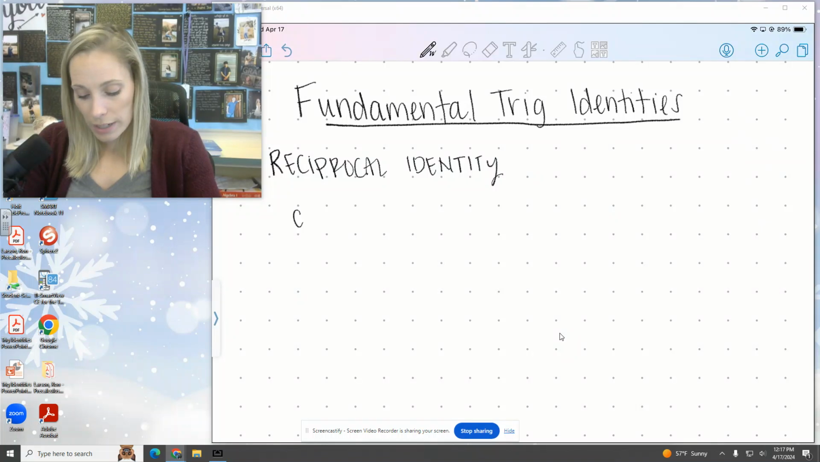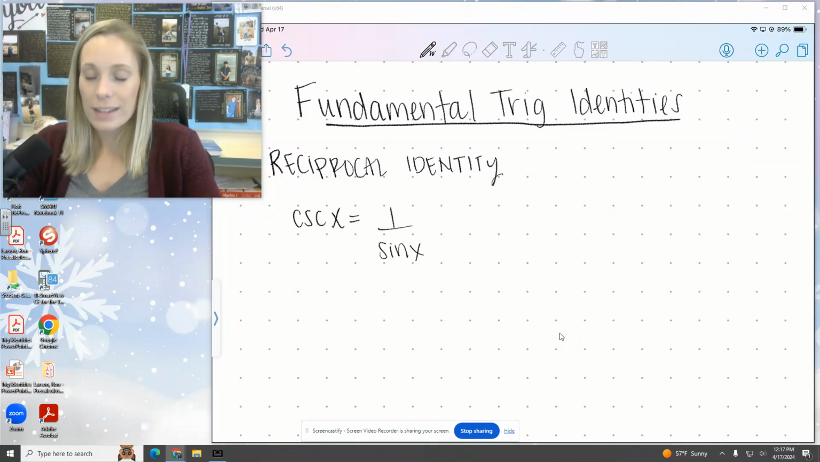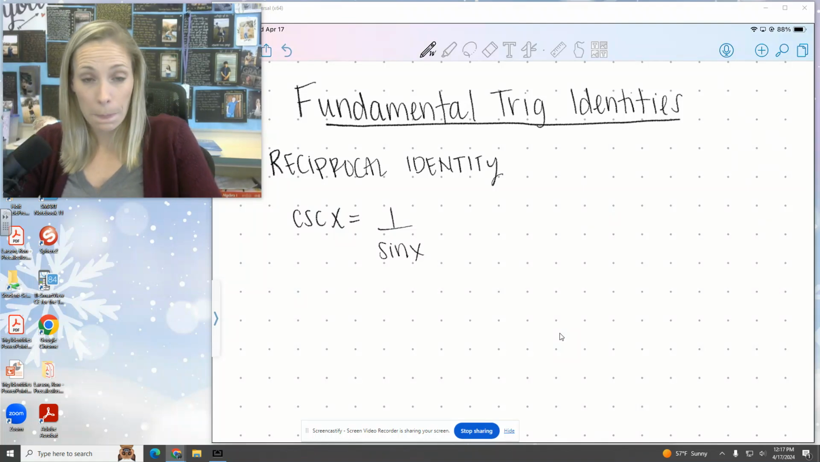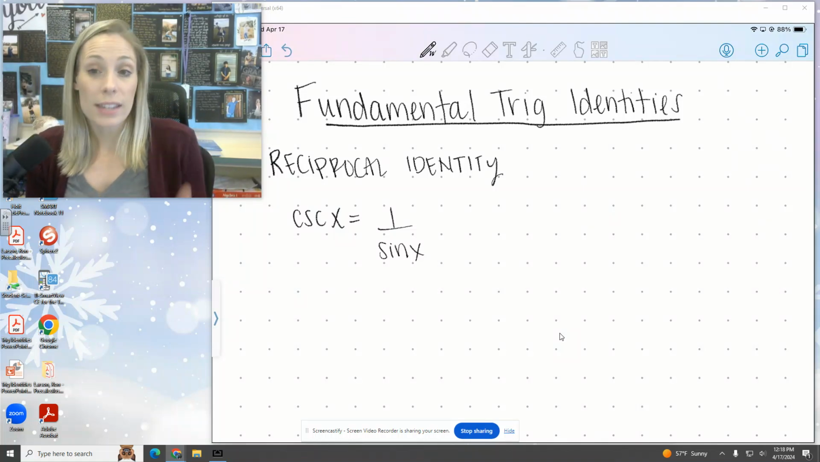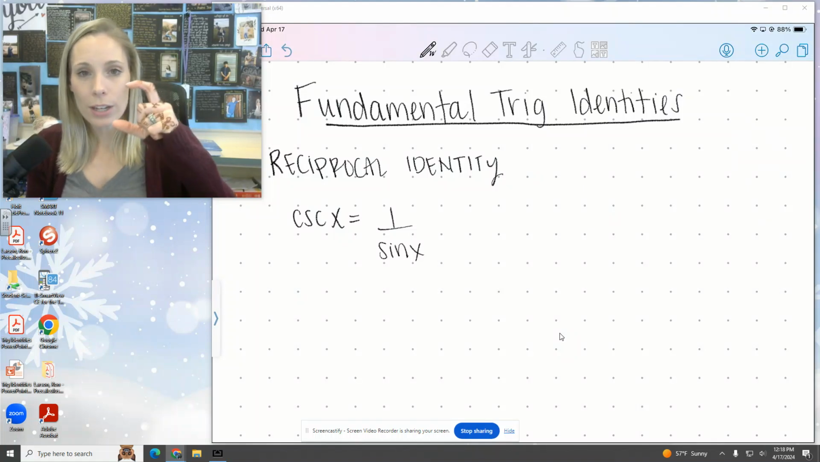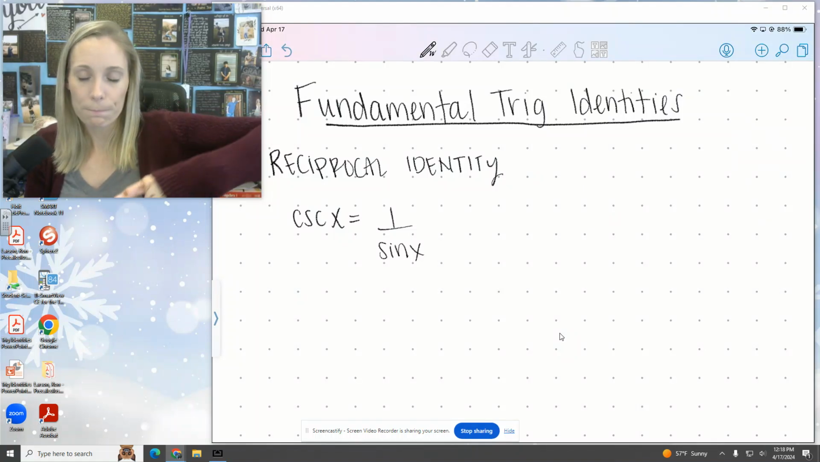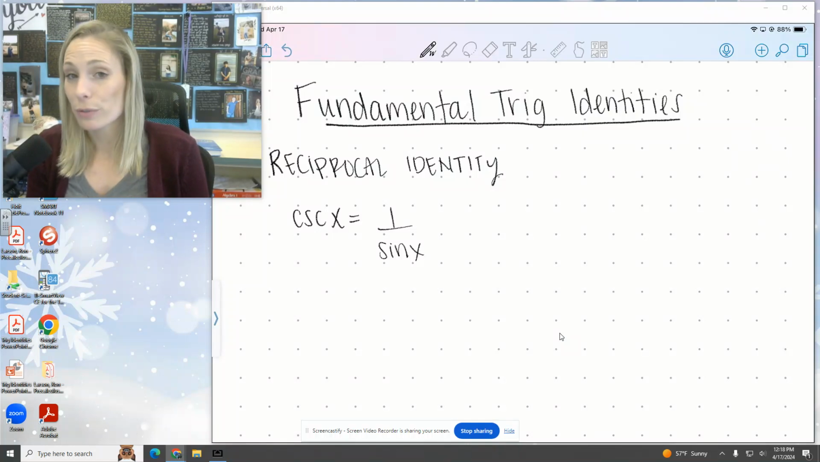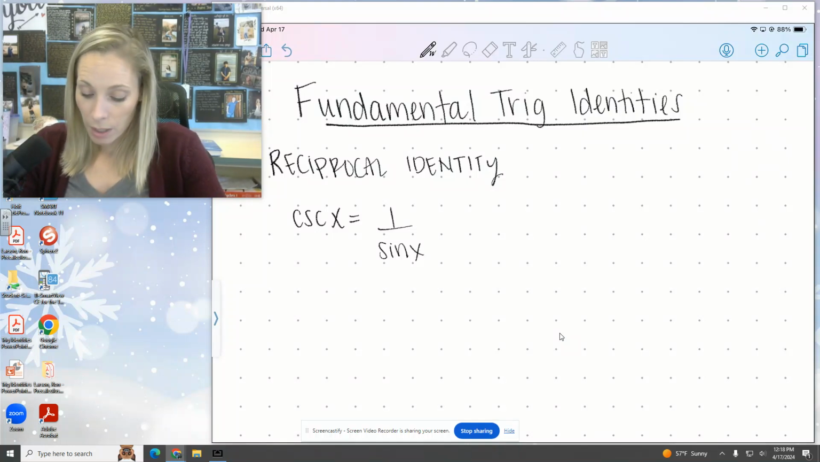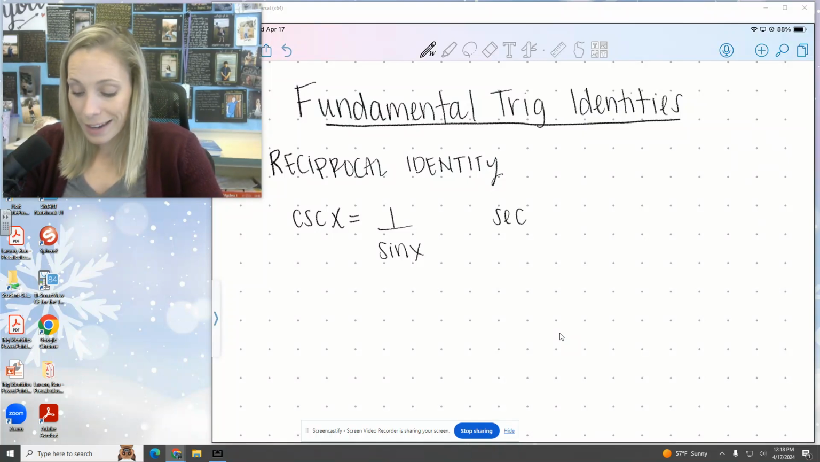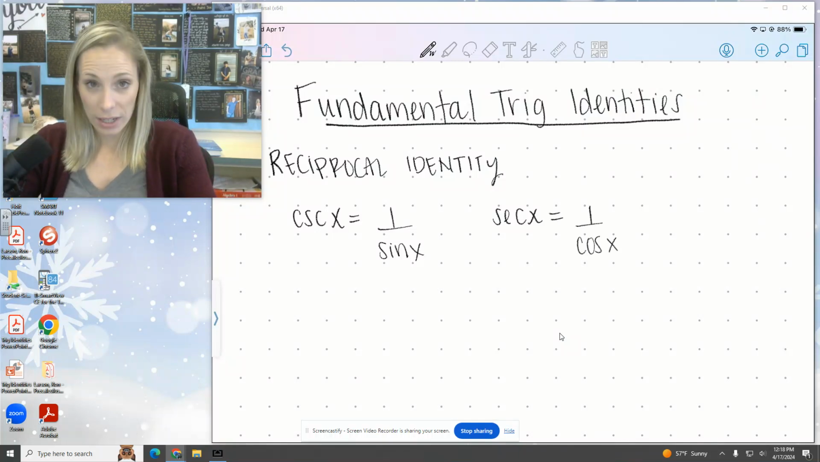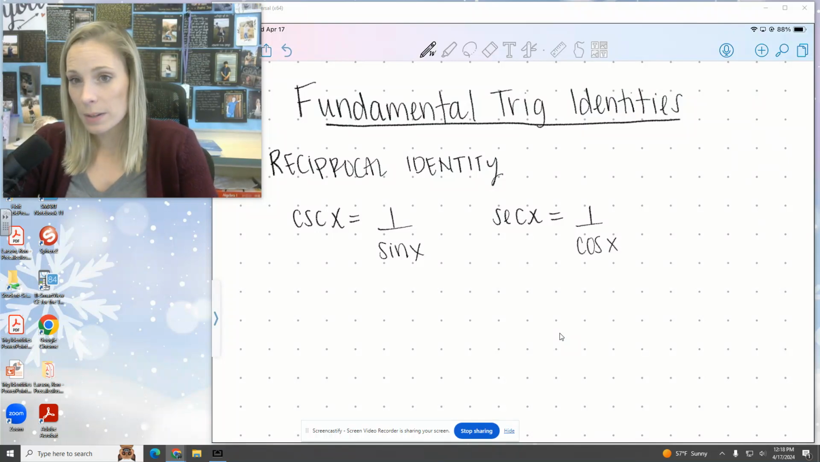So the first trig identity that it would be really wise to just have memorized is cosecant of x is the same thing as 1 over sine of x, which means that sine of x is the same thing as 1 over cosecant of x. And the 1 over sine of x just means take your fraction and flip it. Okay, the next reciprocal identity would be secant of x. Secant of x is the same thing as 1 over cosine of x, which in turn means that cosine of x is the same thing as 1 over secant of x.